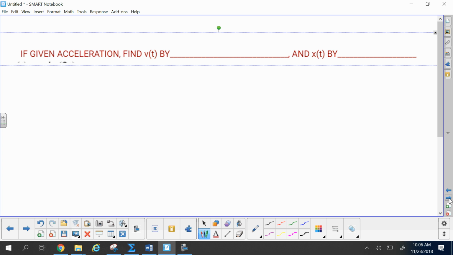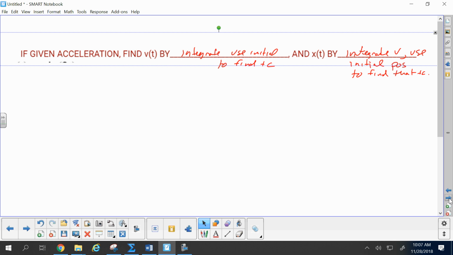Say I gave you acceleration. How would you find velocity? Integrate and use the initial condition to find that first plus C. And how would you find position? Integrate again. Integrate velocity. And use that initial position given to find the next plus C. Right? Those are big ideas of calculus you ought to be good on.